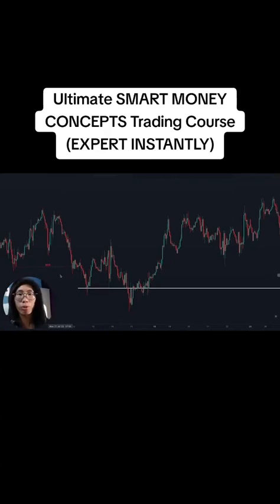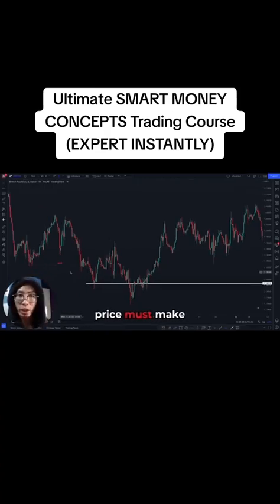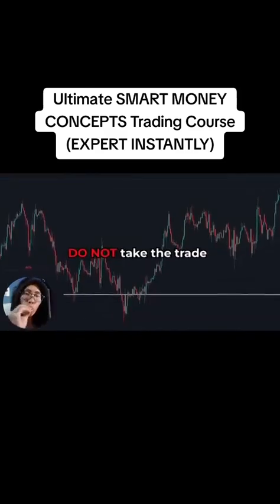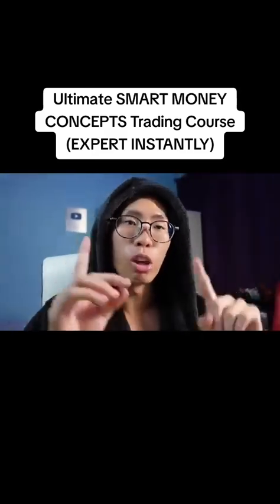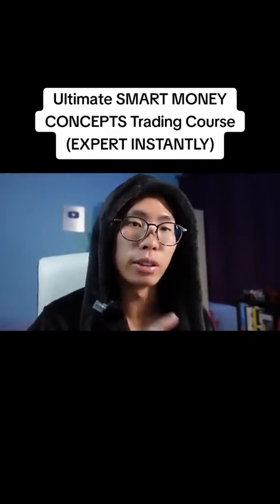is a change of character. Price must make a change of character after the liquidity grab. Do not take that trade if there is no change of character. So it's very, very important that you look out for a change of character after the liquidity grab.